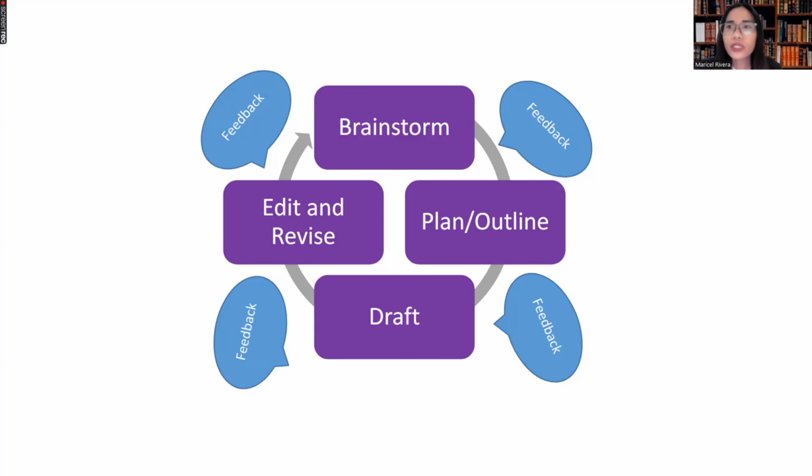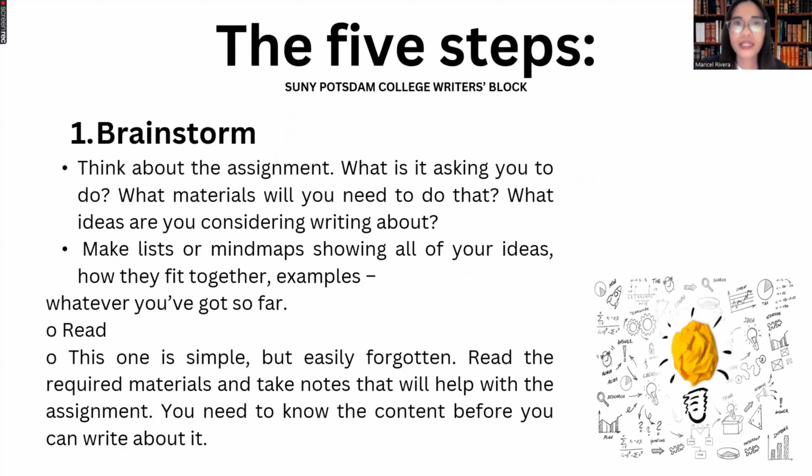So we start with a brainstorm, and then we go to plan and outline, and then we do the draft, and then we edit, and then we revise. And then, as I said, in between, there should be feedback. Now, the 5 steps that I just mentioned earlier, and that was also shown in the diagram, it's actually from SUNY Potsdam College Writer's Block. So this is our reference for these 5 steps.